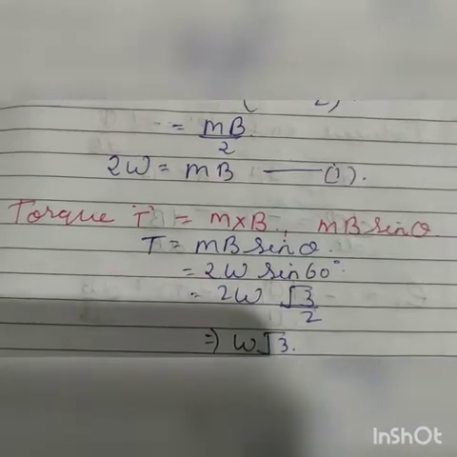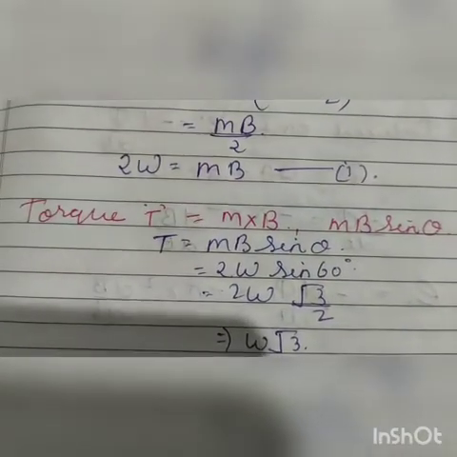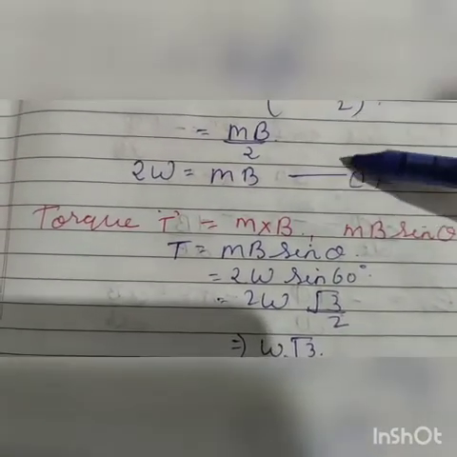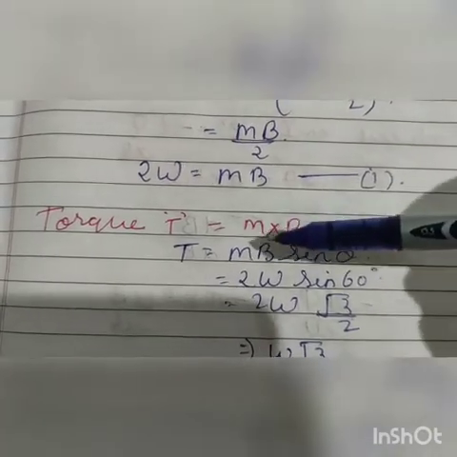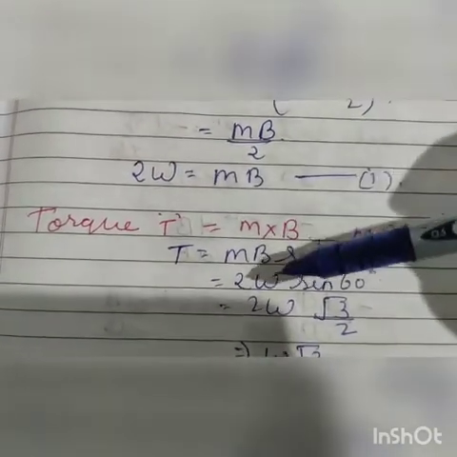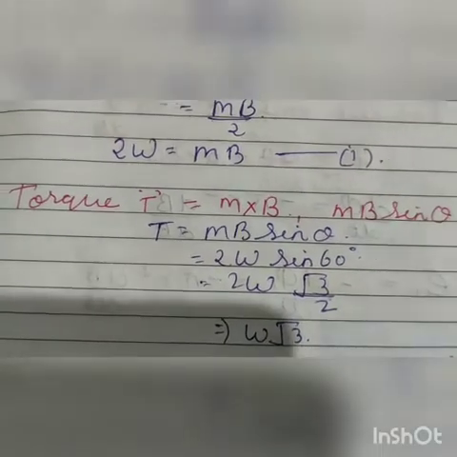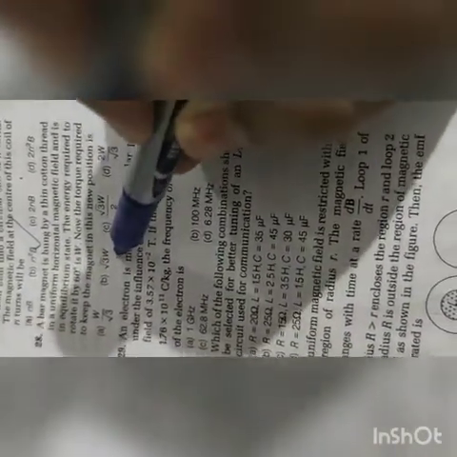Now we know that torque is equal to mB sin theta. So here we put in the value of theta, and we have just found the value of mB, that is 2W. So it comes out to be W root 3. So here our correct option is W root 3.